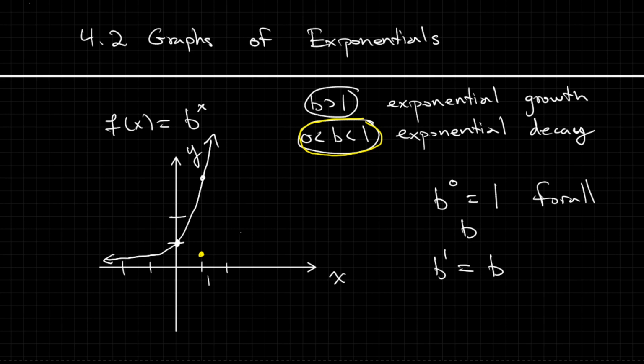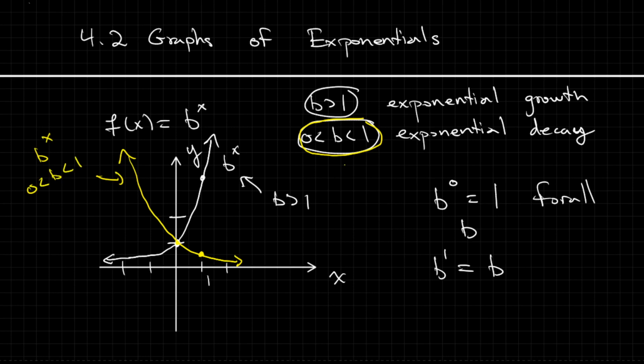I'm not taking a bunch of x's and putting them into the function, evaluating them, and plotting them precisely. I'm simply sketching what the curve looks like qualitatively. And then for my exponential decay example, for b being between 0 and 1, the graph is going to look something like this. So both of these are sketches of b to the x. In the first sketch, b is bigger than 1, and in the second, b is between 0 and 1.